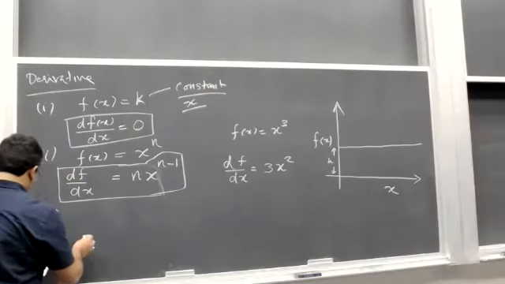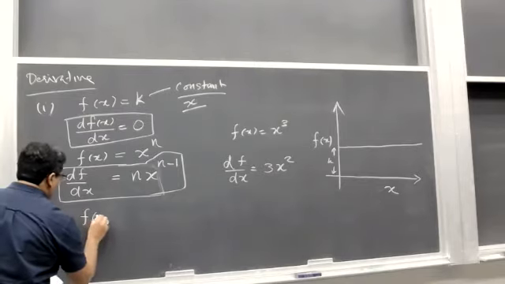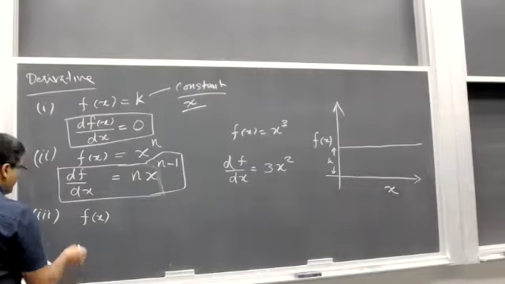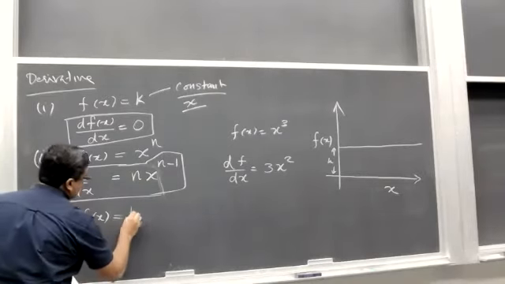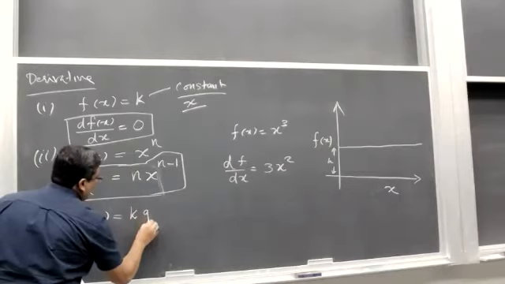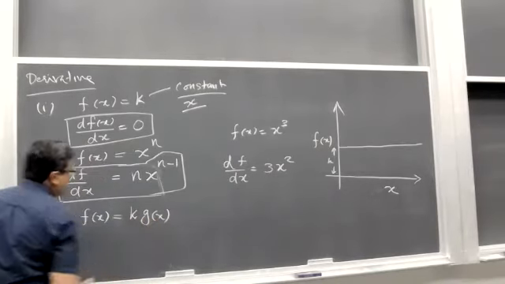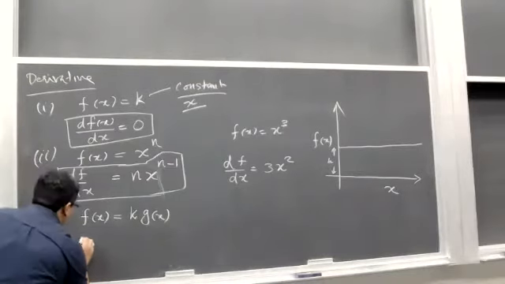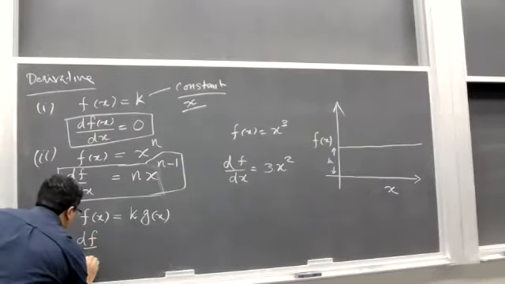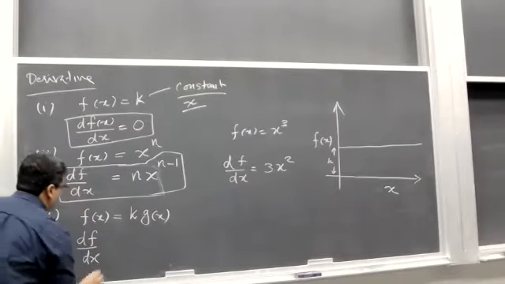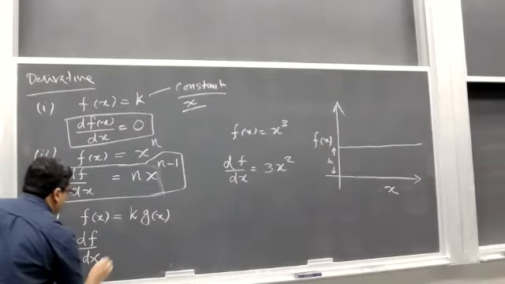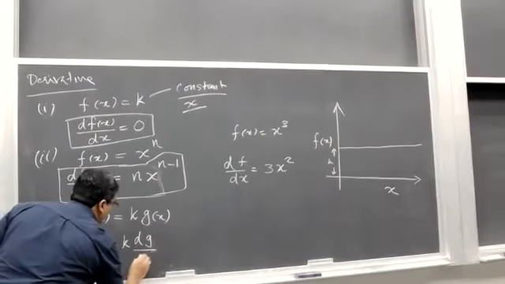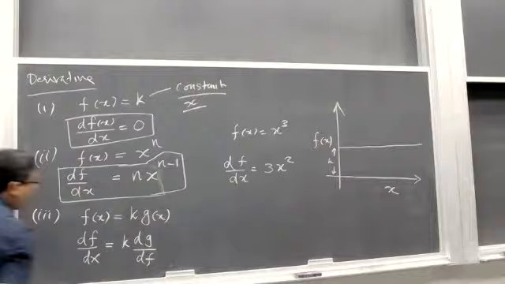The third is when a function is multiplied by a constant. Let's say we have f of x, which is a constant times another function g of x. Okay. And its derivative would be d f over dx equal to k times d g over dx.